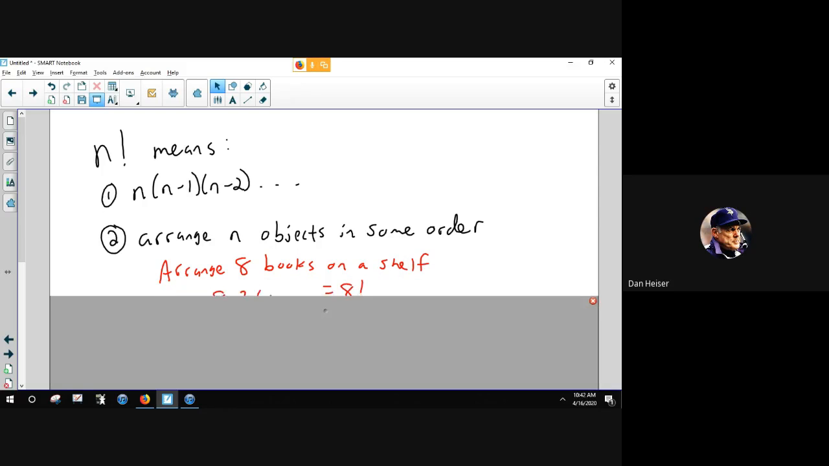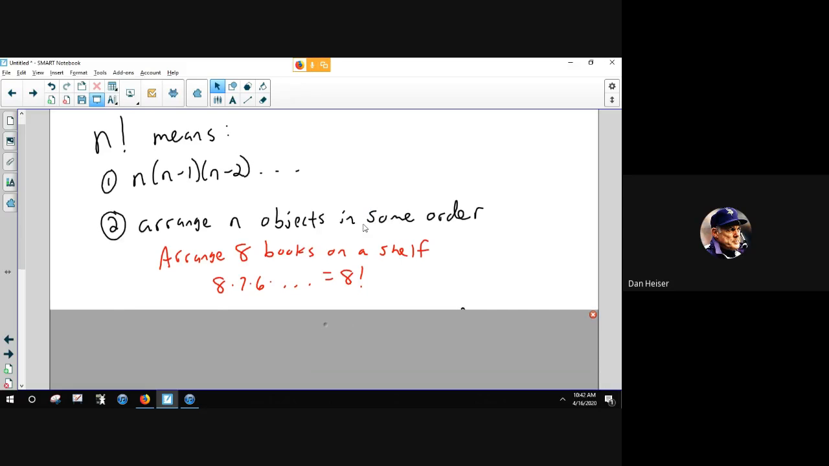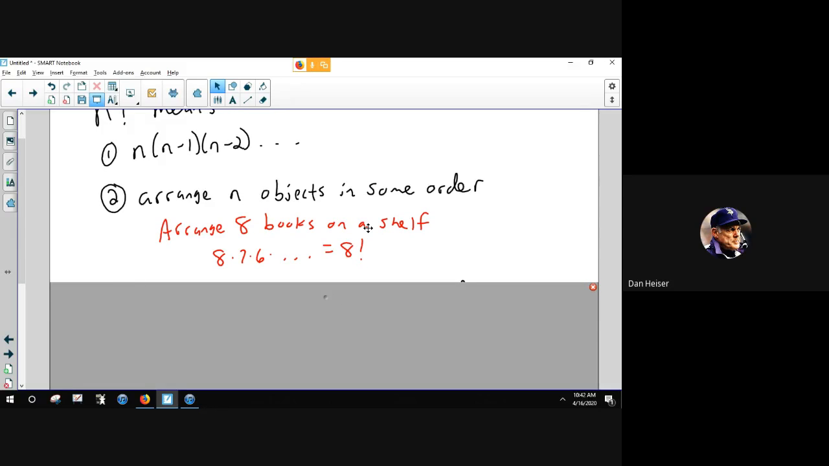It can also mean arrange a certain number of objects in a certain order. For example, you have 8 books that you're going to put in some order on a bookshelf. You have 8 choices for the first book, 7 choices for the second book, 6 choices for the third, and so on. You have 8 factorial ways to arrange those books.